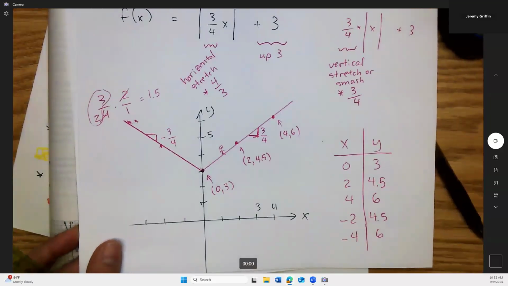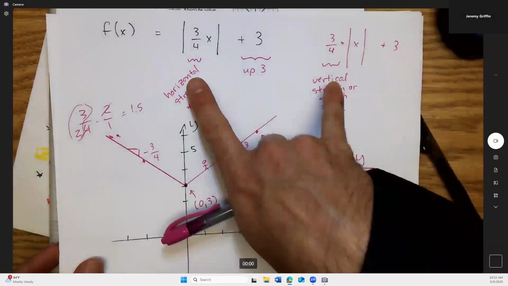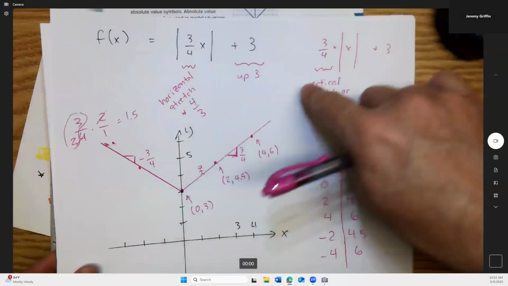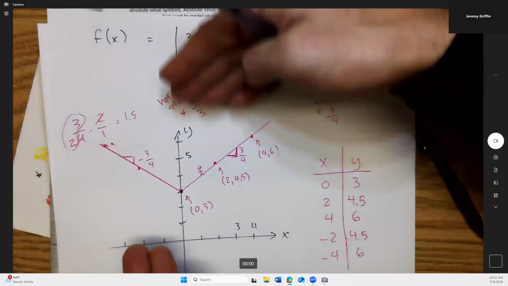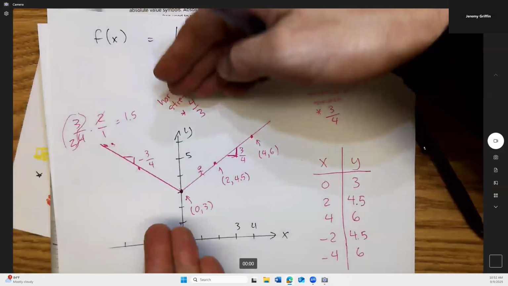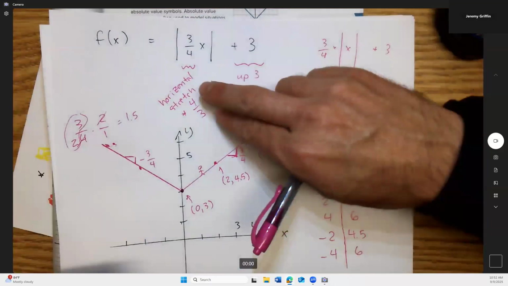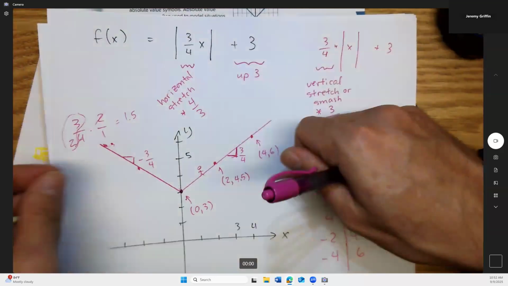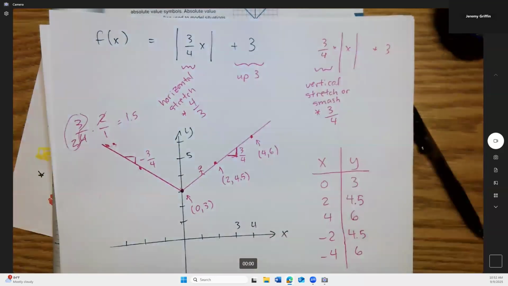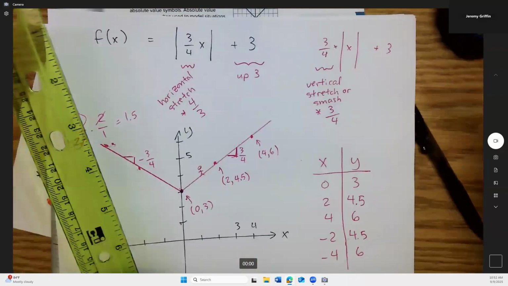Right? Okay. So again, that's where I'm going to tie this back to what I was showing you guys with transformations. This 3/4, you could interpret it as a vertical smash, like 3/4. Right? Or a horizontal stretch, but then you have to take the reciprocal. If you stretch it out by 4/3, it ends up being exactly the same thing. Okay. Starting from the parent function.